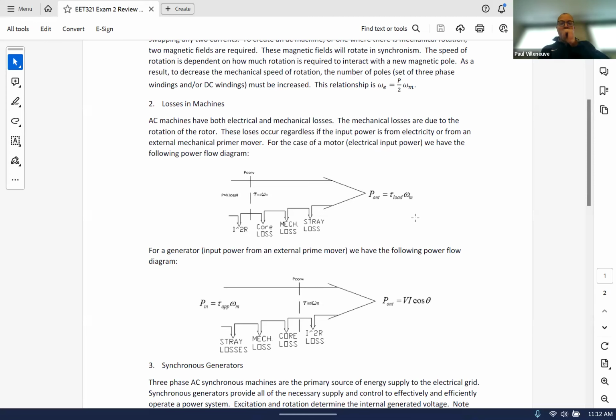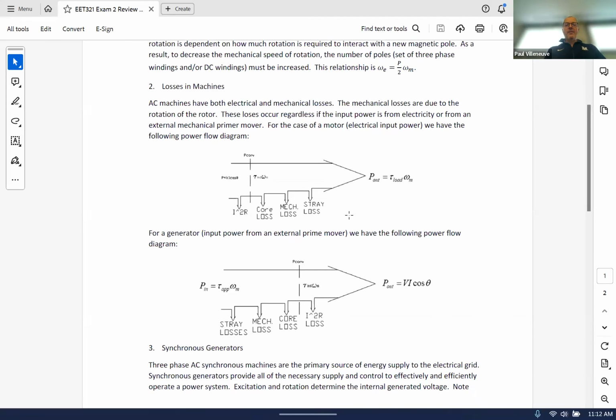So for an electric motor, we can see that the input power is electric and the output power is torque, right? Or a multiplication of torque. And then we start dropping power. And we drop power based on which, quote unquote, domain we live in. I consider this the electrical domain. So this is I squared R. So it's not torque, it's actually heat.